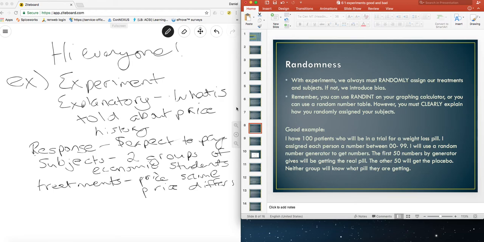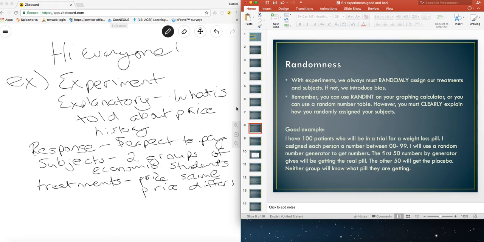Here's a very good example of somebody who set up an experiment. I have 100 patients who will be on a trial for a weight loss pill. I assigned each person a number between 0 and 99, so that's 100 people. I use a random number generator to get numbers. The first 50 numbers that I pull by that generator will be people who get the real pill. The rest of the 50 people that I don't pull will get the placebo.